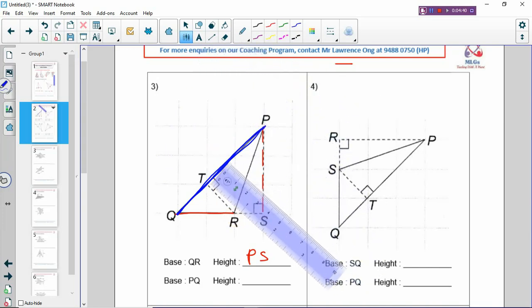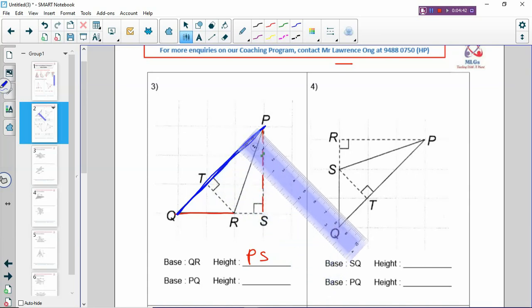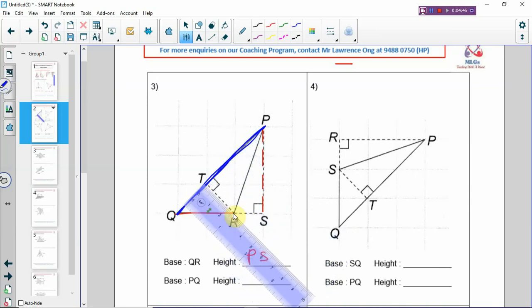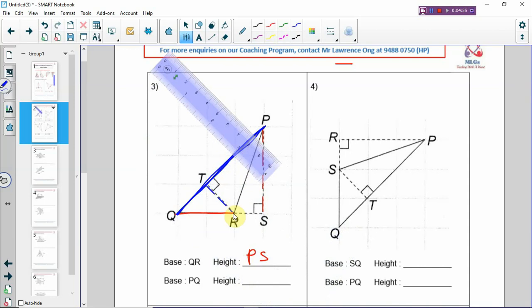Just take your ruler, put it on the base, shift the ruler along the line. Do you see any line that's parallel with the ruler? Yeah, there's a line that's parallel with the ruler. So that is the height of the triangle. Okay, so the base is PQ, then the height must be TR.